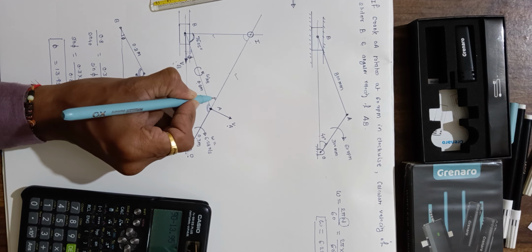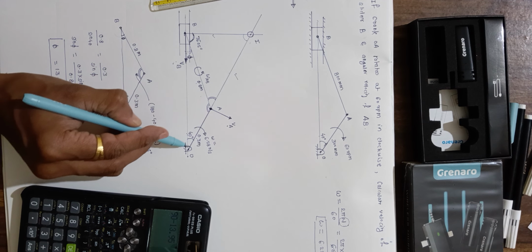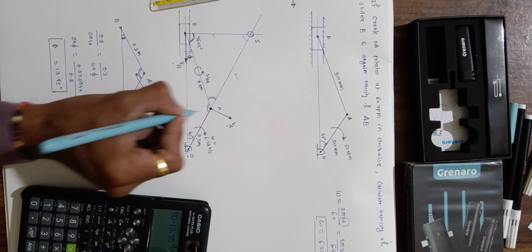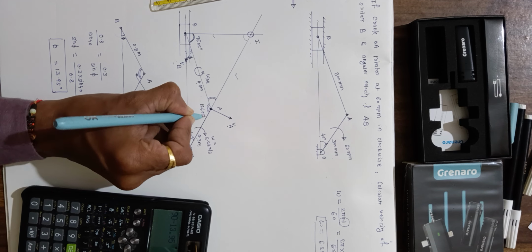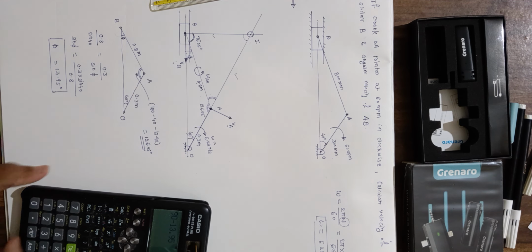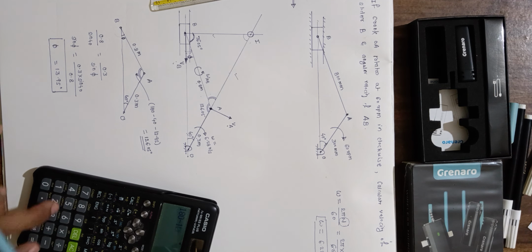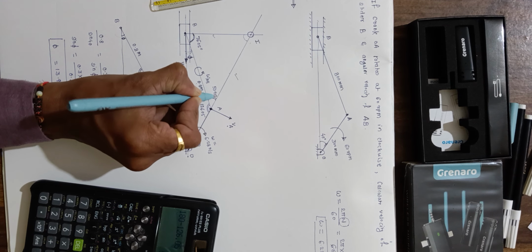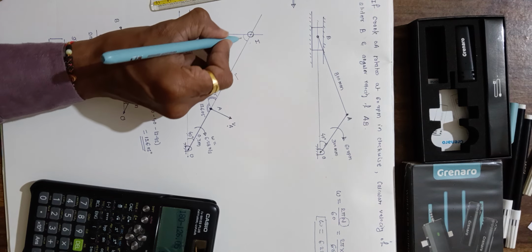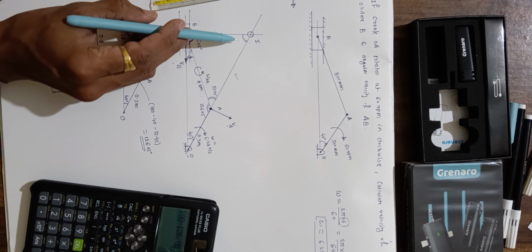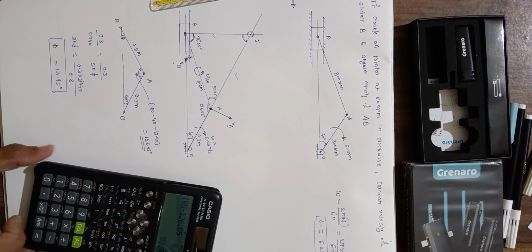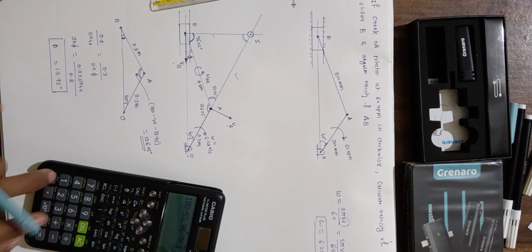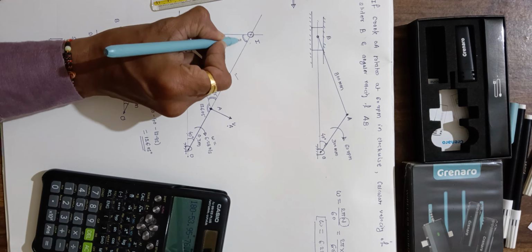This angle, this is the single line. So this total angle is 180 degrees, so 180 minus this angle, so it is 126.05 degrees. So this angle will be 180 minus 126, so this is 53.95 degrees. And then this remaining angle is 180 minus 76 minus 53.95, so this is 50 degrees.